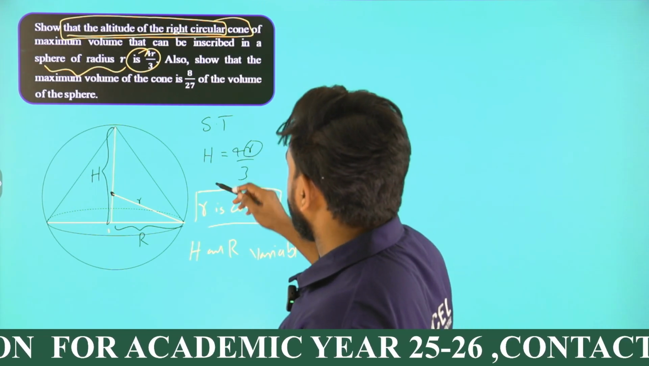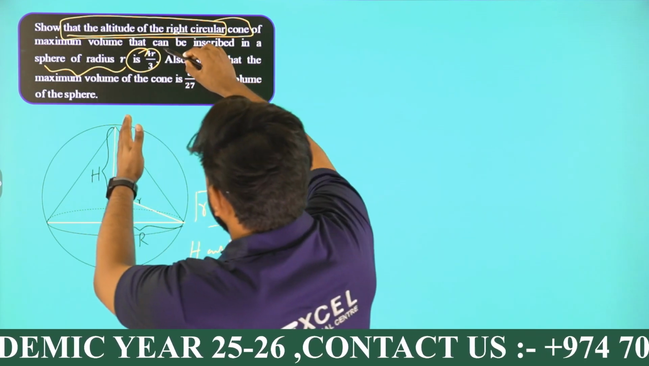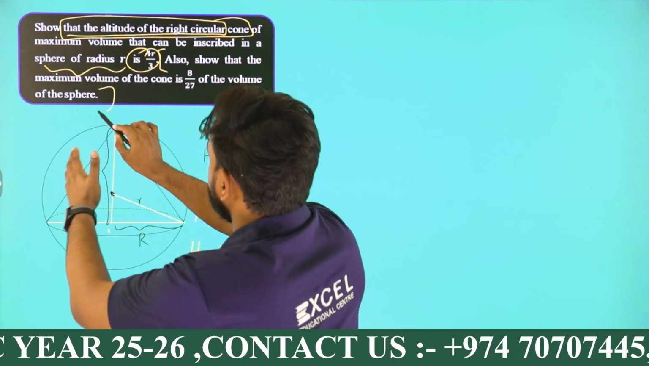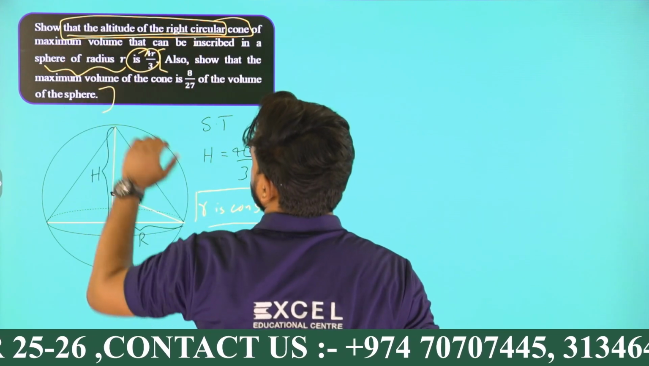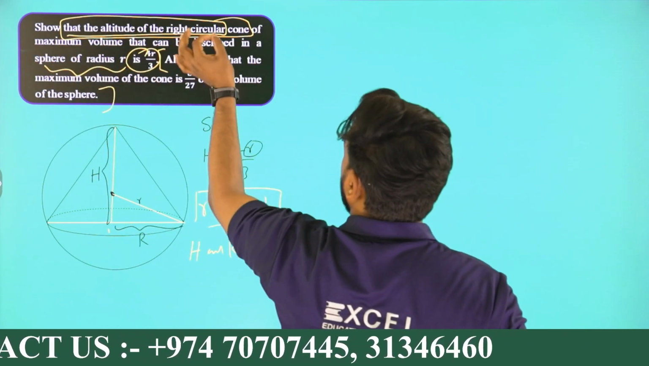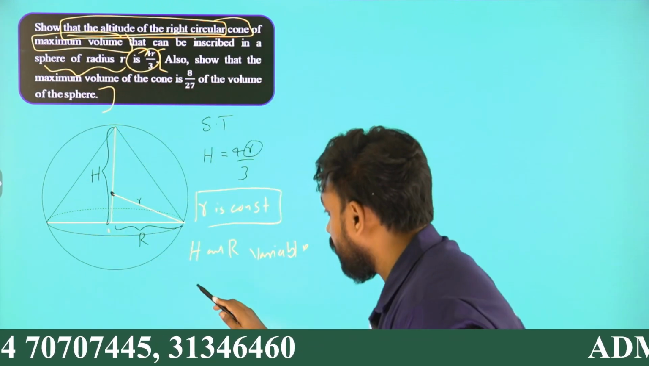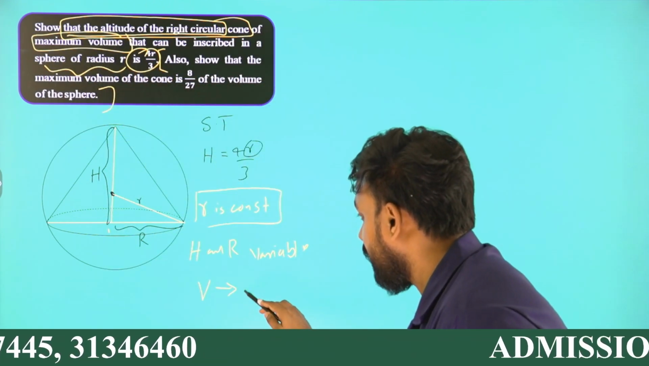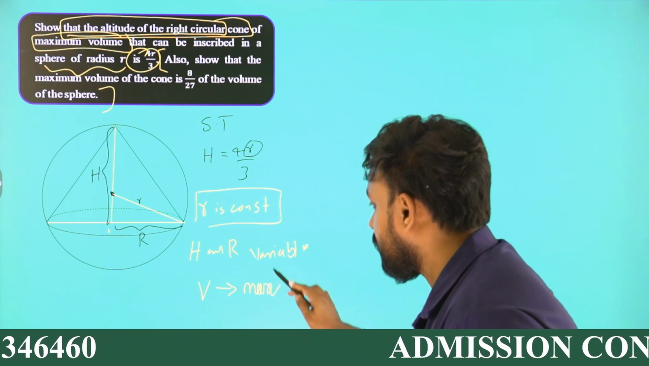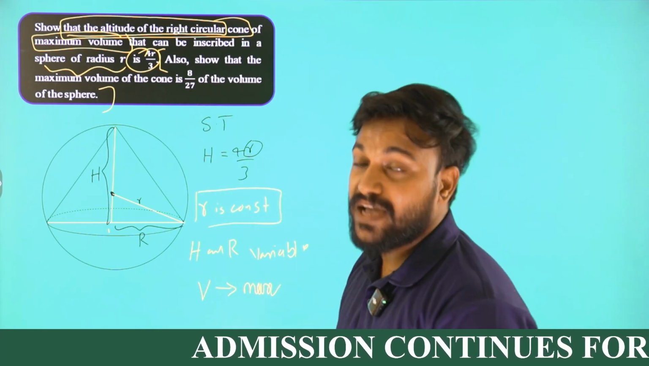We need to show this, and also show that, after this we can go for the next part. After doing this part, I'm reading the question again till here: show that the altitude of the right circular cone of maximum volume. So we got one more piece of information. We need to maximize volume. The cone's volume should be maximum. We need the maximum volume.